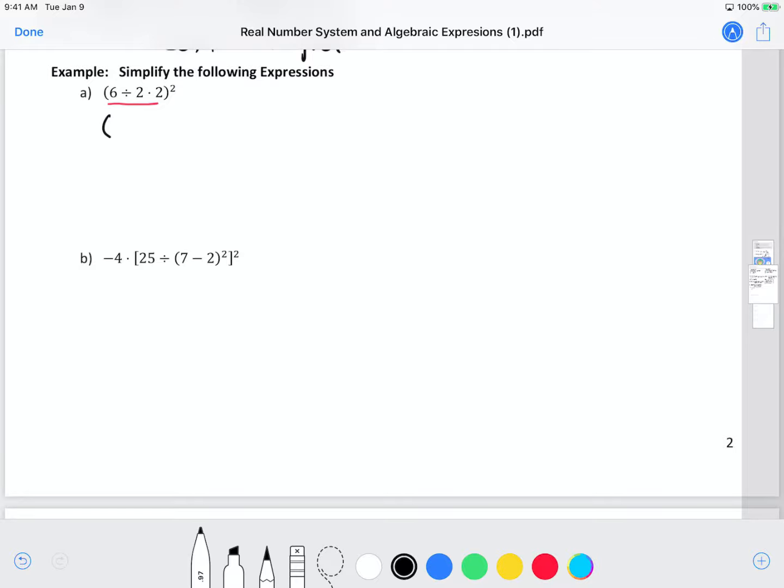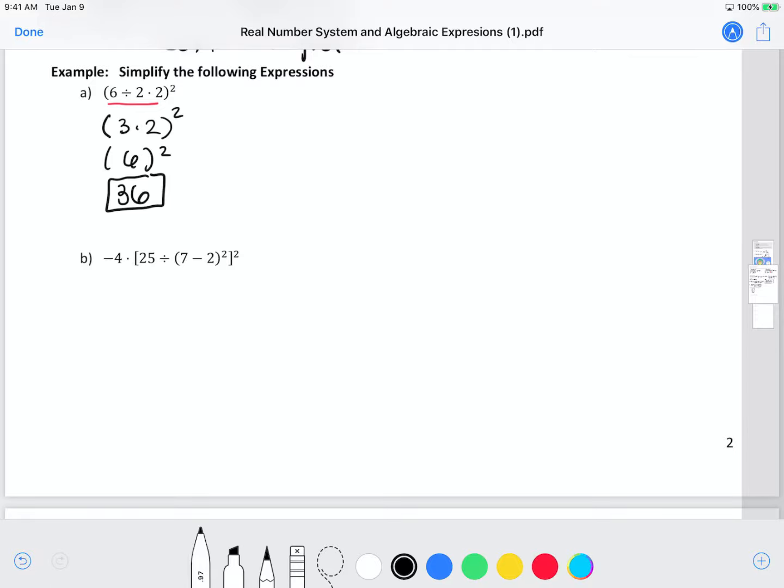So 6 divided by 2 is 3. So I do that first because it's left to right. Then I do the 3 times the 2. Now I've got what's inside the parentheses completed. So now the next step in order of operations is to work exponents. So I've got 6 squared here, which is 36. There are no other operations for me to do at this point, so 36 is my final answer.